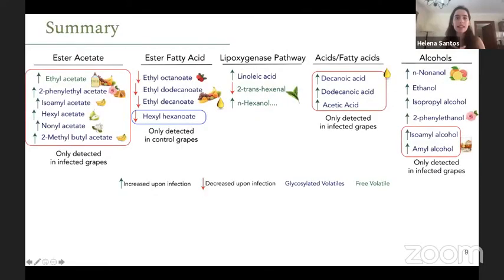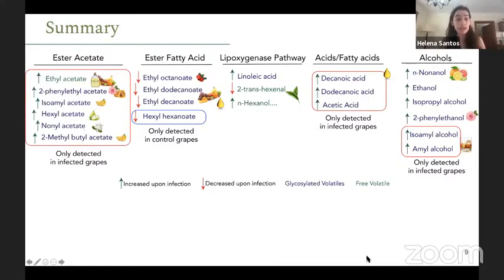So in sum, upon infection, we have the ester acetates increasing only in infection. We have the fatty acids only detected in infection, as well as alcohols that are all increasing. These two were not in the plot due to scale reasons because they are very high, as well as heptanol, as you can imagine. It's one of the most common volatiles, so they were left out for that reason.